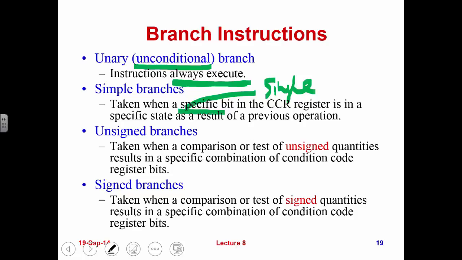Unsigned branch here, okay, that means what? We check a result based on unsigned comparisons, unsigned quantities. So the numbers we involved are unsigned. Taking one comparison or test of unsigned quantities results in a specific combination of condition code registers. So we do some operation, and these numbers must be positive or 0.